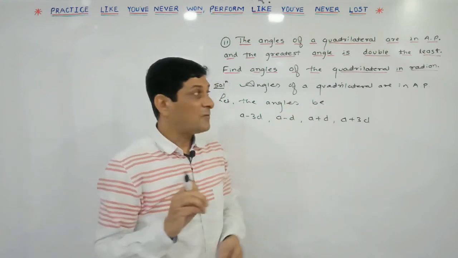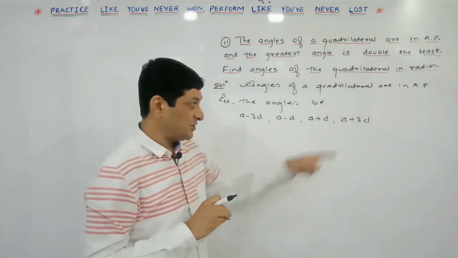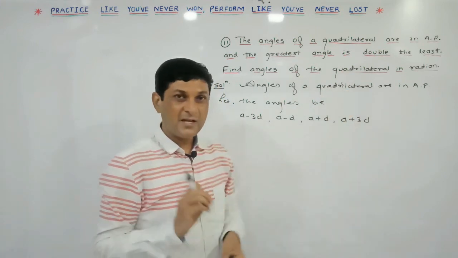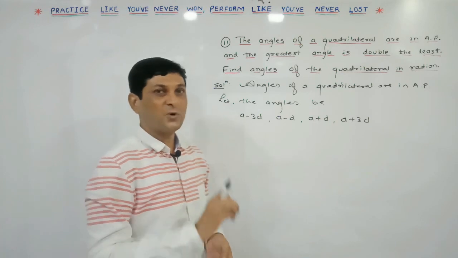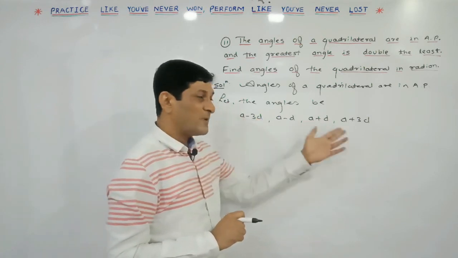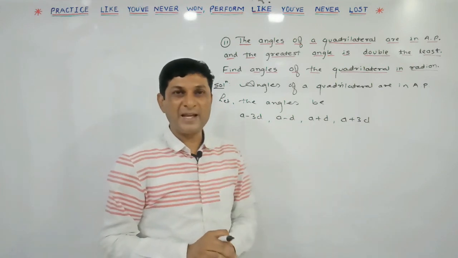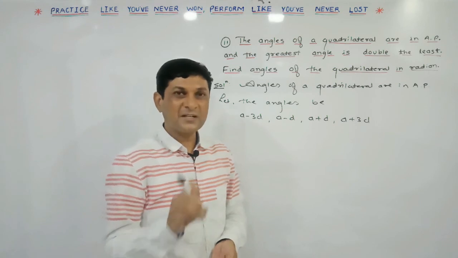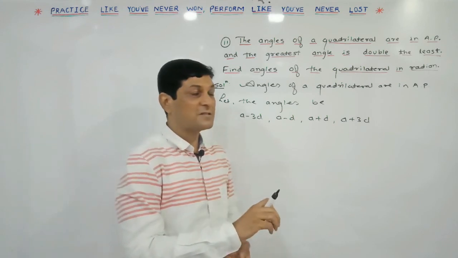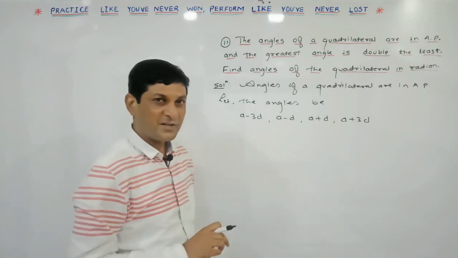Now to find our 4 angles of the quadrilateral, we will require the value of A and what? D. Once the values of A and D are known to us, we are easily able to find these 4 angles. Now we are using the condition related to the quadrilateral and the given condition in the example to find the values of what? A and D.